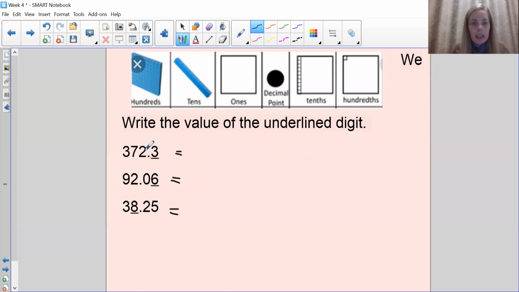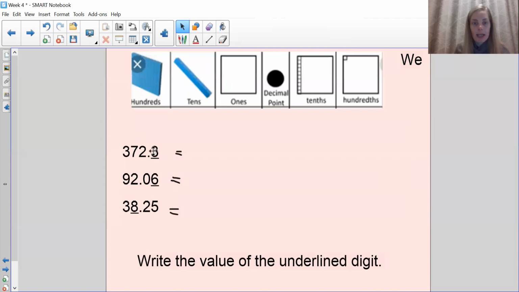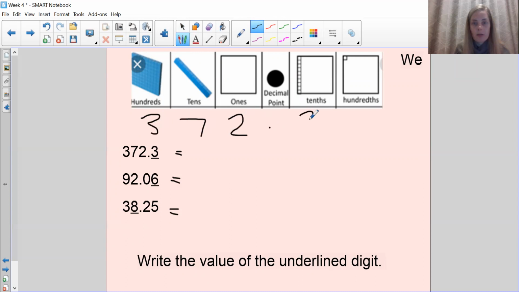Okay, so we're going to look at this. We want the underlined digit, which is 3. So if we have a look at my grid here at the top, if I had to write that number into my place value grid, I would write 372.3. So my 3 is in my tens column.